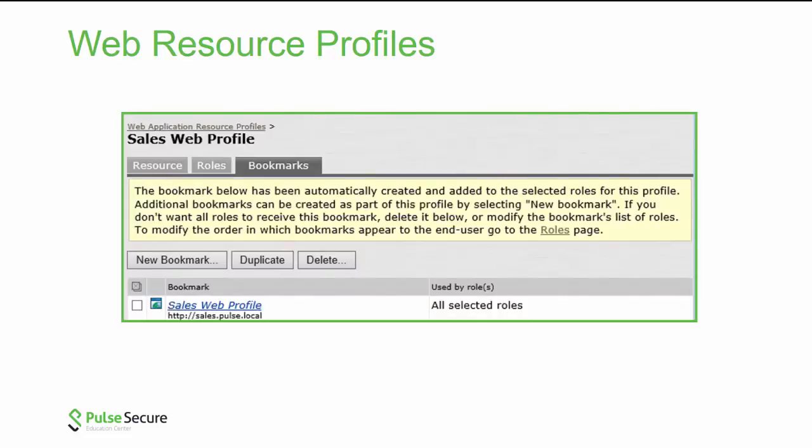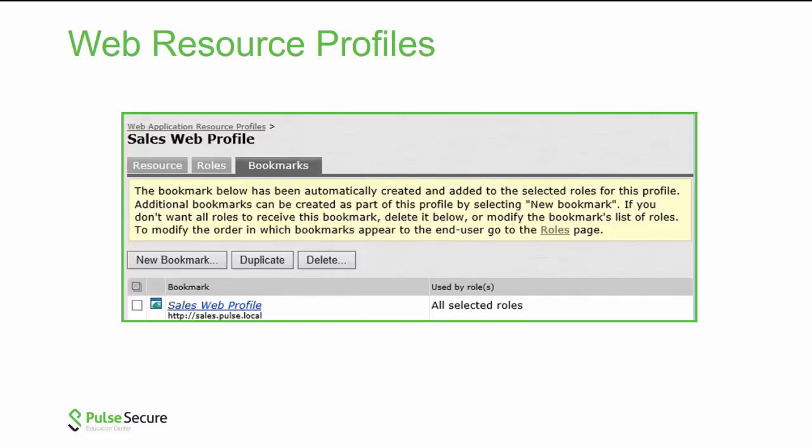the profile's primary resource. Optionally, you can also create additional bookmarks that link to various sites within the primary resource's domain. When you create bookmarks, you can assign them to one or many user roles, thereby controlling which bookmarks users see when they sign into the Pulse Connect Secure end-user console.